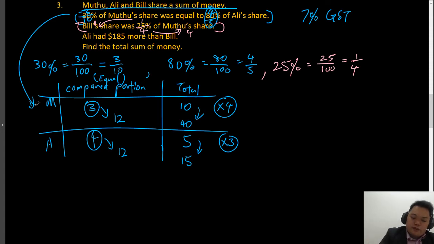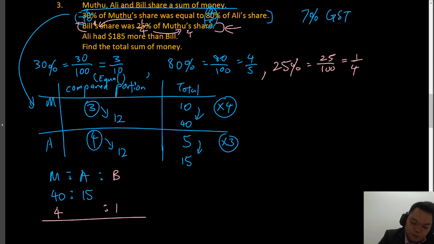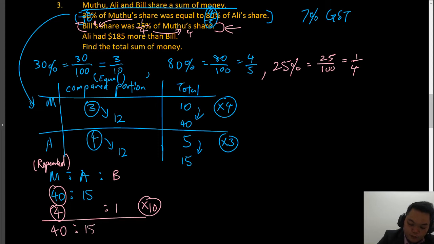Because once you get this already, you can now say that between Mutu to Ali, that ratio is 40 to 15. Okay, and later on, when you are comparing this with Bill, you can compare Bill on a separate line. Between Mutu and Bill, Mutu is 4, Bill is 1. So we say that Mutu now is the repeated item. So you can see that this combines up two concepts together. You want to multiply this by 10, make them all the same. So now you got 40 is to 15 is to 10.